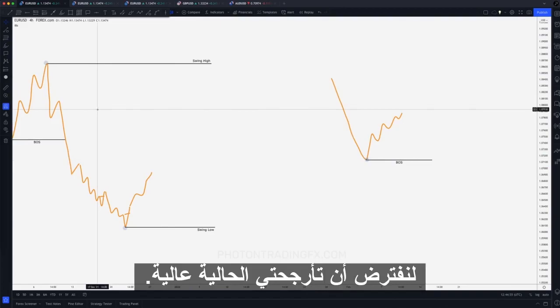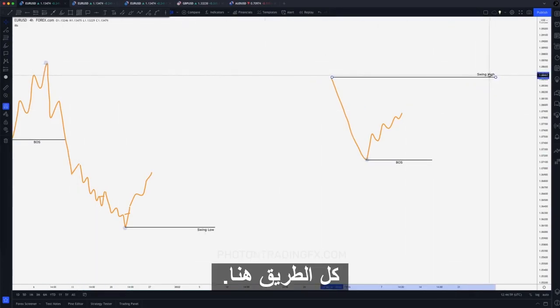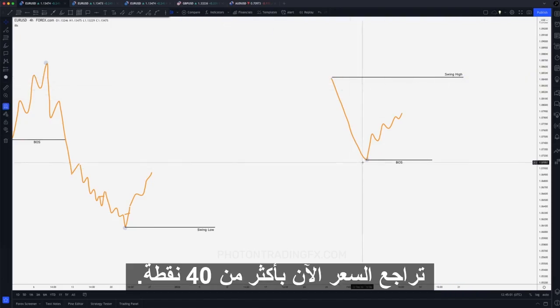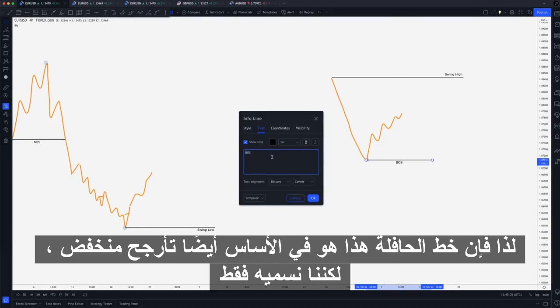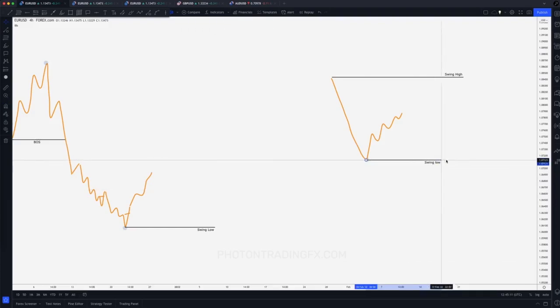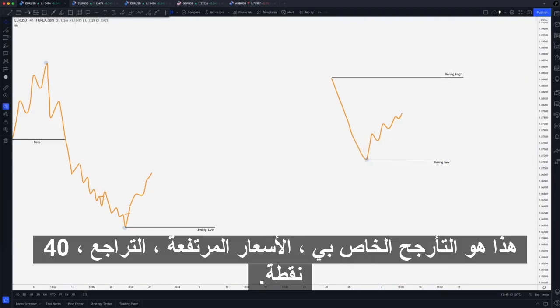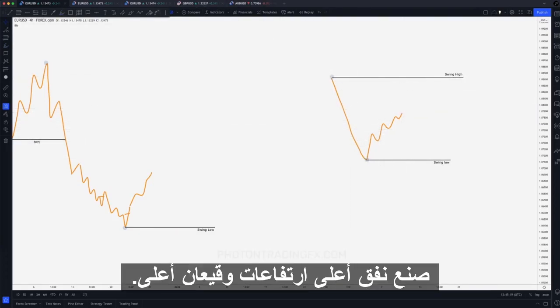So let's say my current swing high, let's just use this, it's all the way up here. Price has now pulled back more than 40 pips. So this line is essentially also my swing low, but we'll just call it swing low for now, right? Put it to the right. So that's my swing high. Price has pulled back 40 pips, so I've now marked out my swing low and the internal structure is bullish. It's making internal higher highs and higher lows.